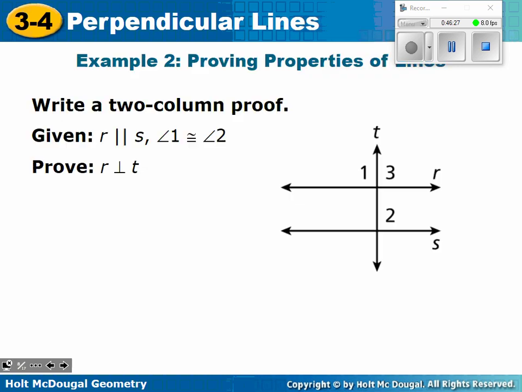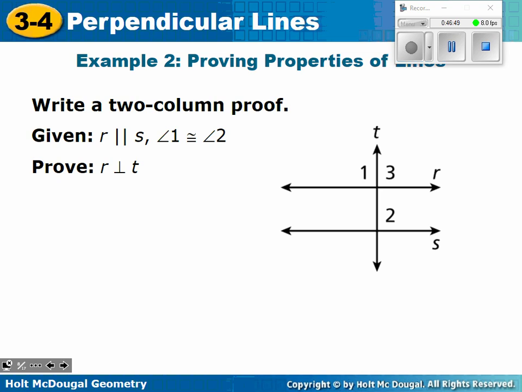All right, let's practice some proofs. How many proofs are left in your notes? 2? All right, let's see what we can do. So first one, write a 2-column proof. I gave you a statements reasons box, right? Okay. So now you're going to start with your given.